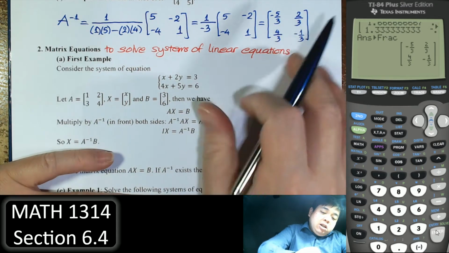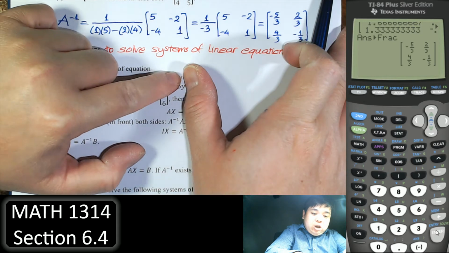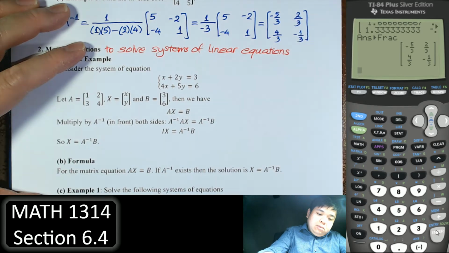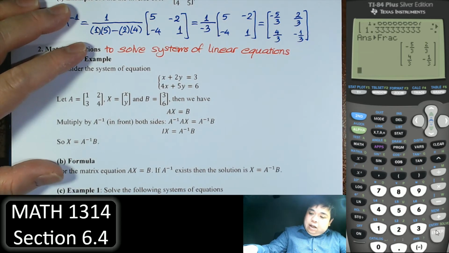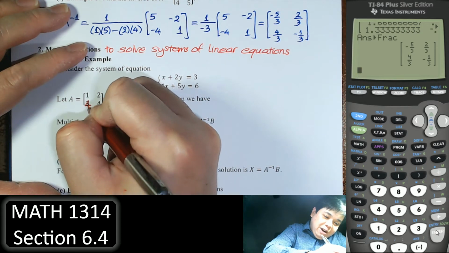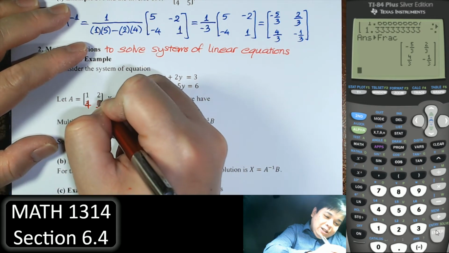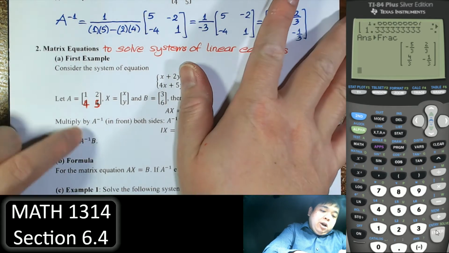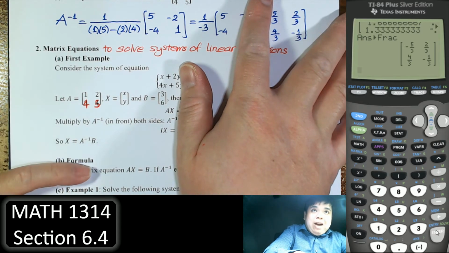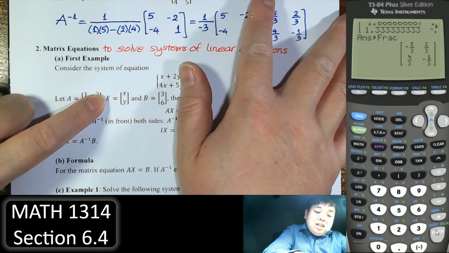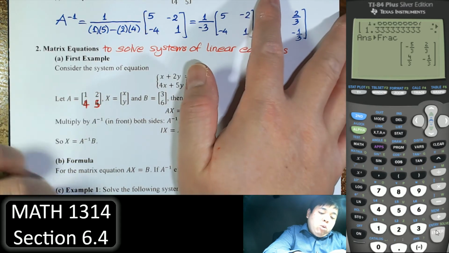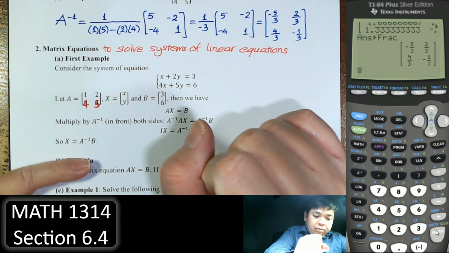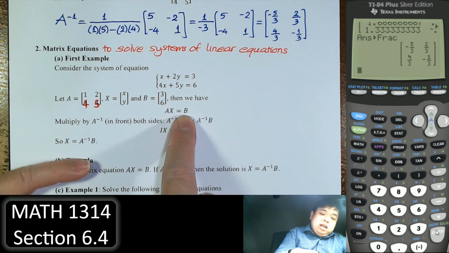Now, if we look at the numbers that are the coefficients of x and y, we have 1, 2, 4, and 5, right? So the matrix A is the matrix of all the coefficients of x and y. The matrix X is the matrix of the variables x and y. And then B is just what's on the other side of the equation. Right, so in that case, we have AX equals B, the matrix equation.